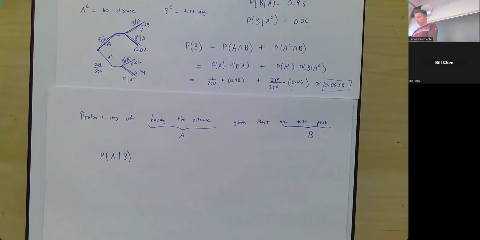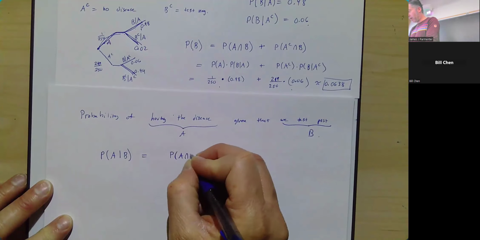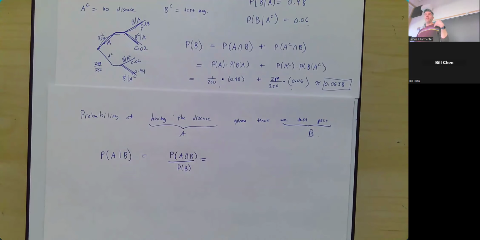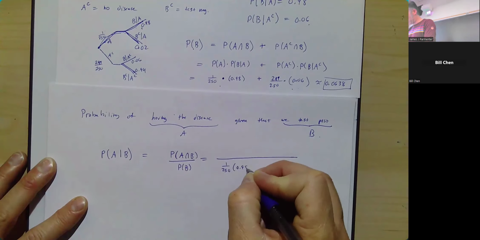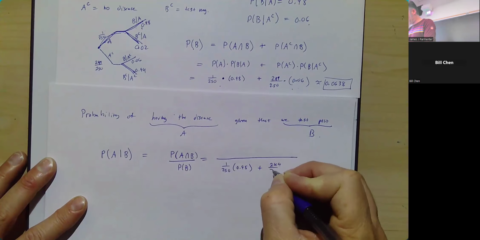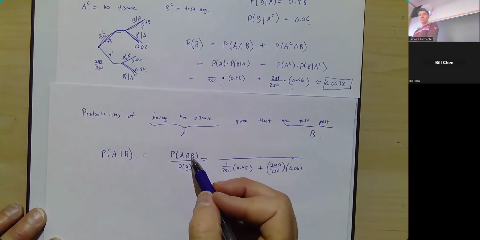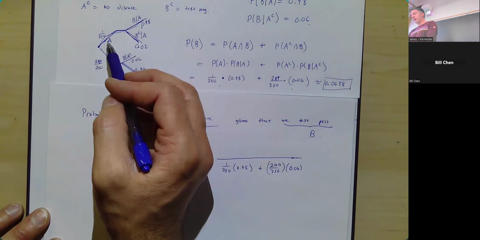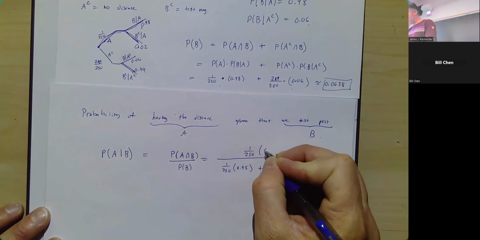So here's the fast way of doing this. It's our usual formula for conditional probability. Probability of A and B divided by the probability of B. We already know the probability of B. It's literally the thing we just calculated. It's your 1 out of 250 times 0.98 plus 249 out of 250 times 0.06. The probability of A and B is just the path on this tree that has A and B. So it's just the 1 out of 250 times 0.98.